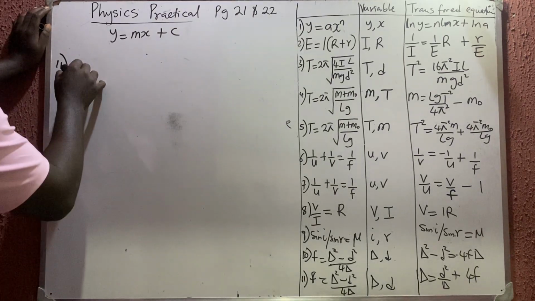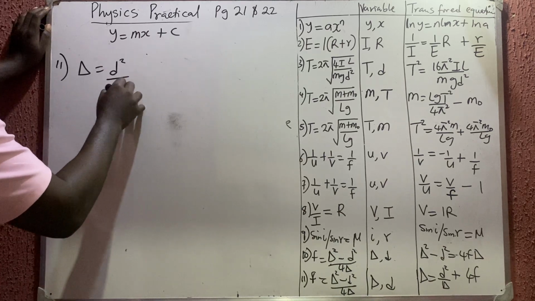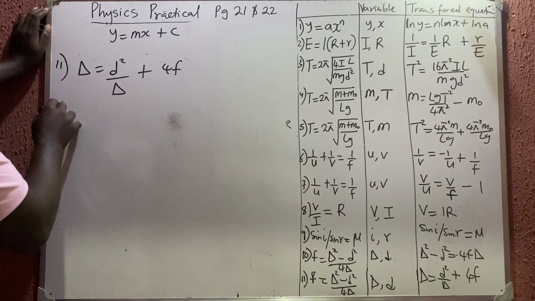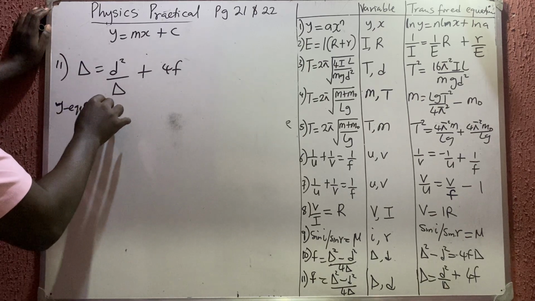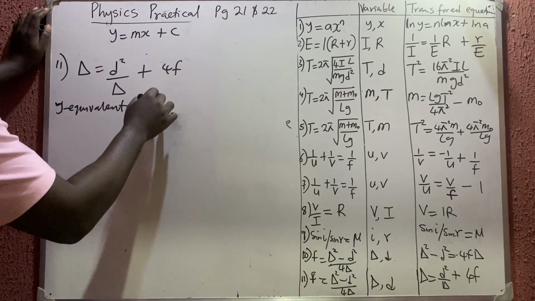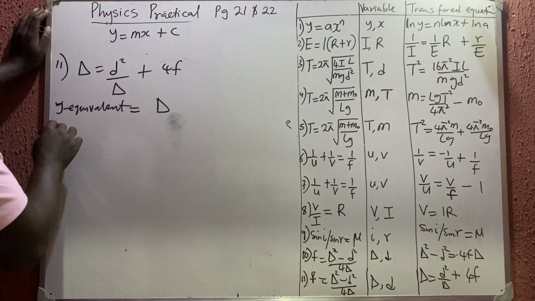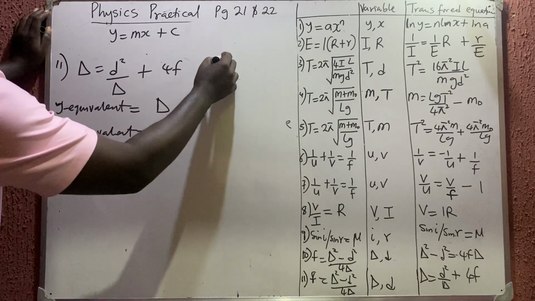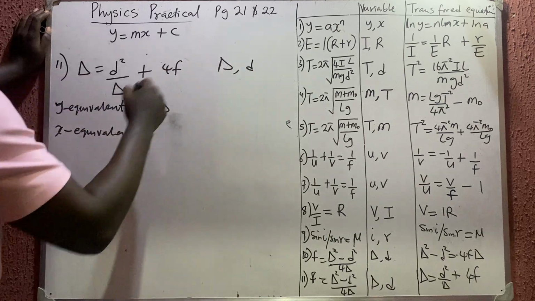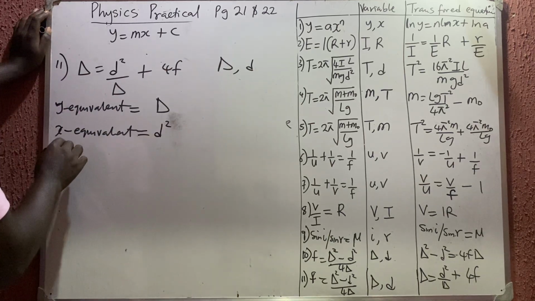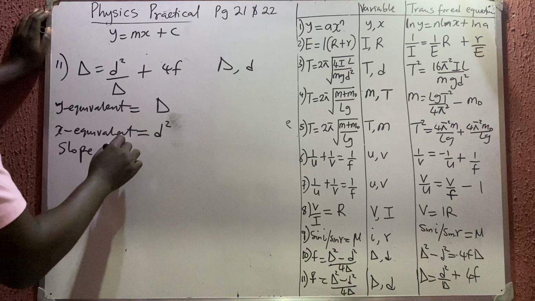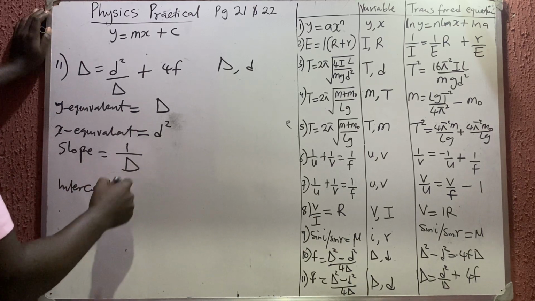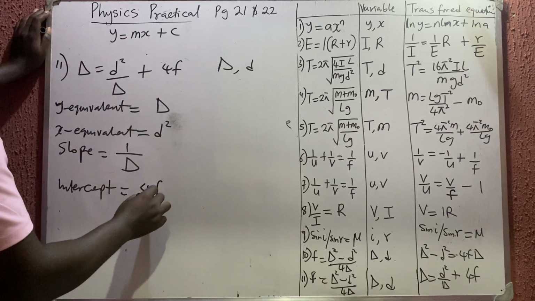For question number 11, they gave us that d is equal to D squared over capital letter D plus 4f. Very simple. From here, we have that our y equivalent is our d. And then our x equivalent, they gave us capital letter D comma d, so it will now be D squared, while our slope is the coefficient of this, which is 1 over d. And then our intercept is obviously this one standing alone, 4f.